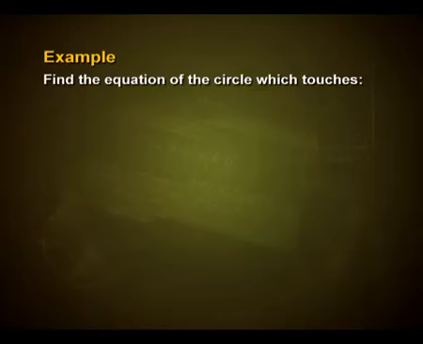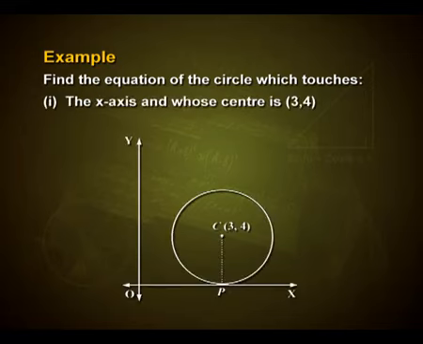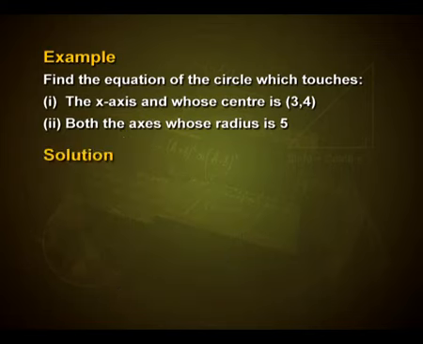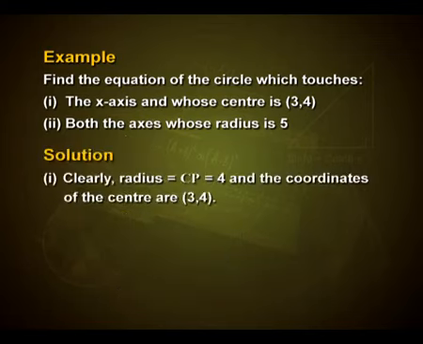Find the equation of the circle which touches the x axis and whose center is (3, 4). And in the second part we will find the equation of a circle which touches both the axes and whose radius is 5. Now, let us look into the solution. Clearly, in the first part radius CP is equal to 4, as you can see in the figure, and the coordinates of the center are (3, 4).